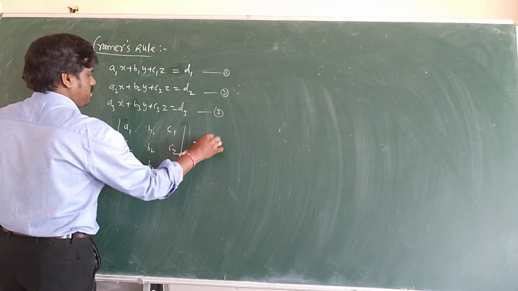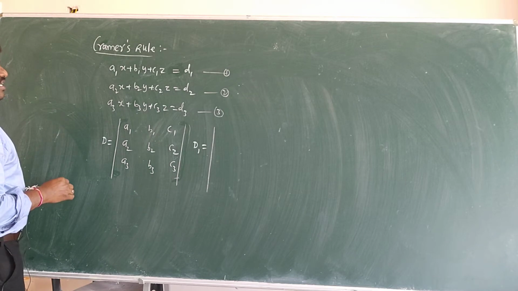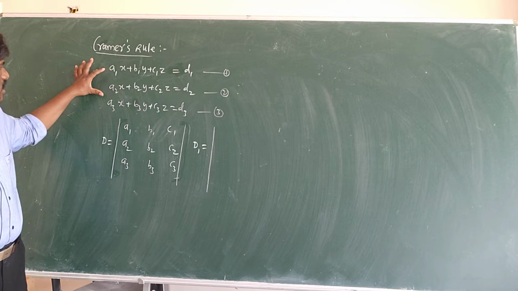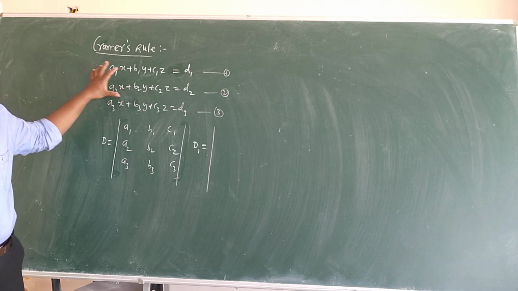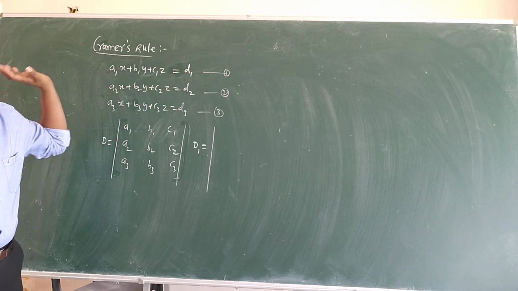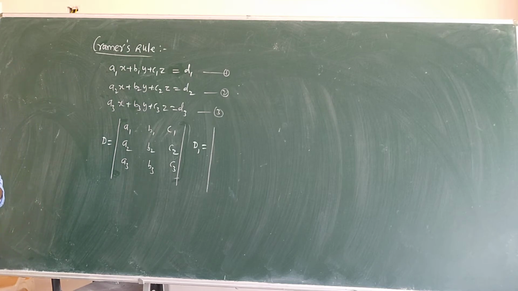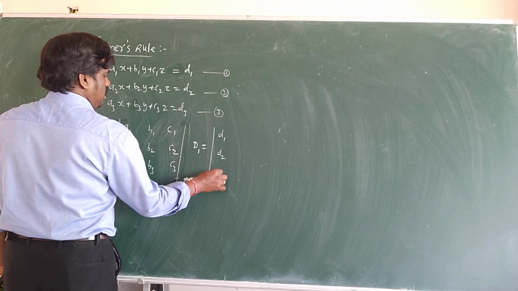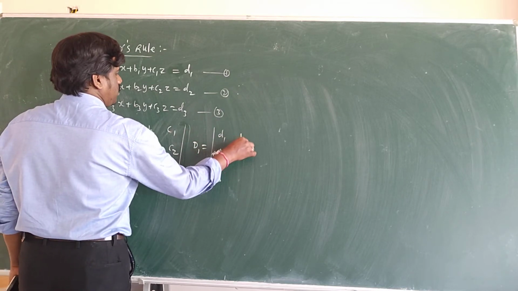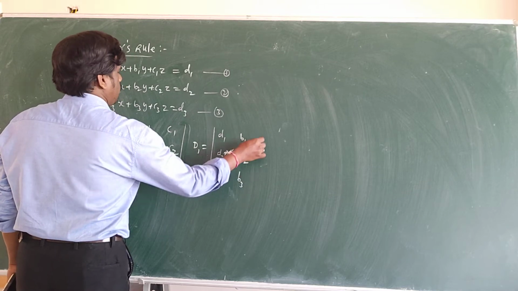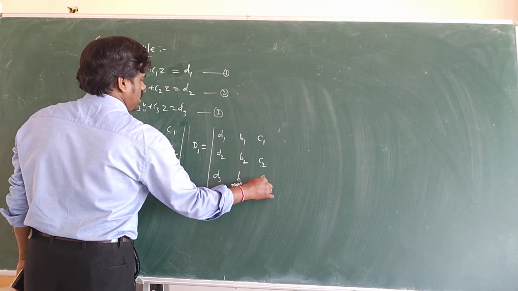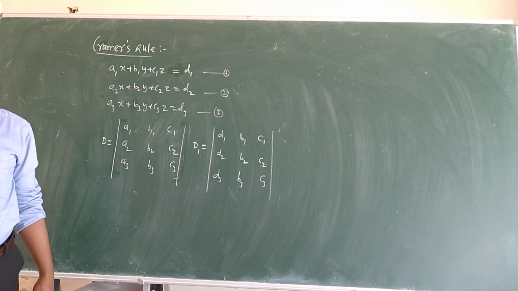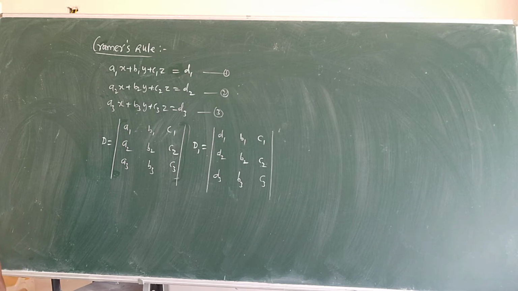Then the D1 matrix we will take. In the D1 determinant, what will we do here? This constant is there, no? This constant will replace this a1, a2, a3, meaning this will come in this place. So what I am going to get for D1 is d1, d2, d3, and then b1, b2, b3 and c1, c2, c3. So you require D, D1, D2, D3, these special matrices or determinants.